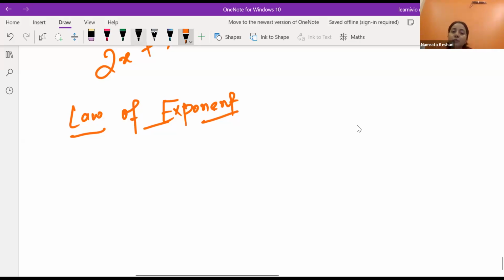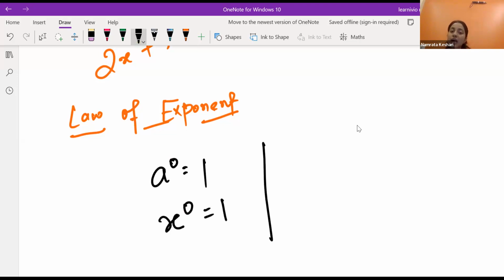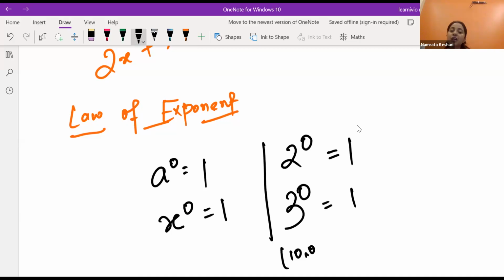The law of exponent says that anything to the power 0 is 1. Anything having power 0 is nothing but just 1. If you ask me the value of 2 to the power 0, the result is 1. If you ask me the value of 3 to the power 0, the result will be 1. If you ask me the value of 10,000 to the power 0, the result will be 1.